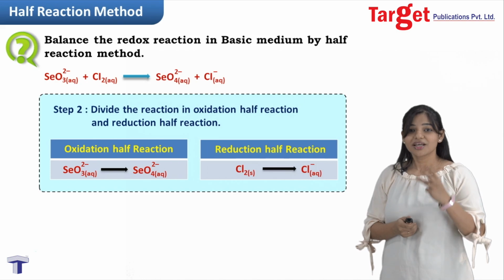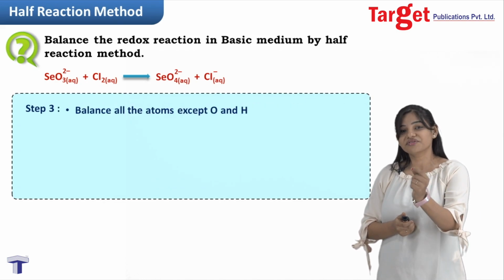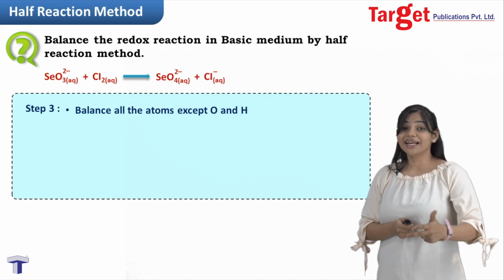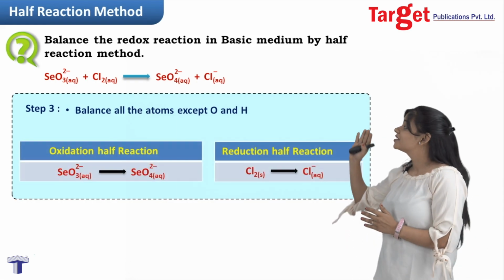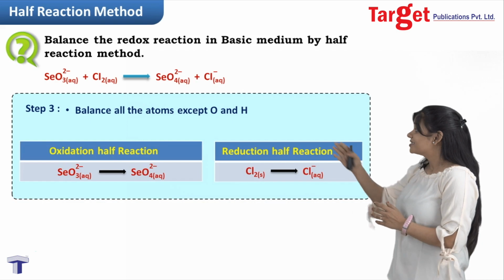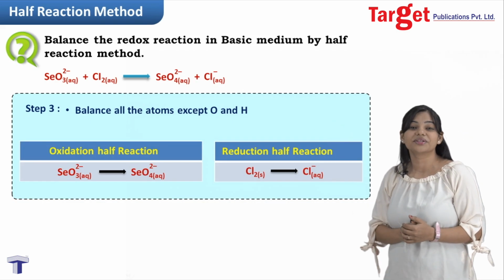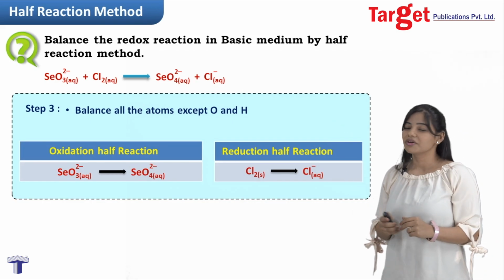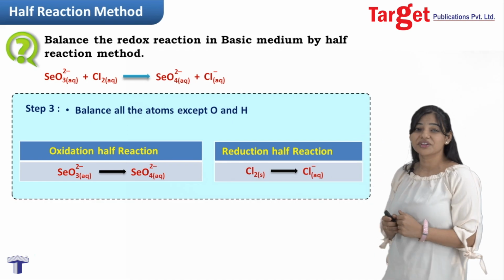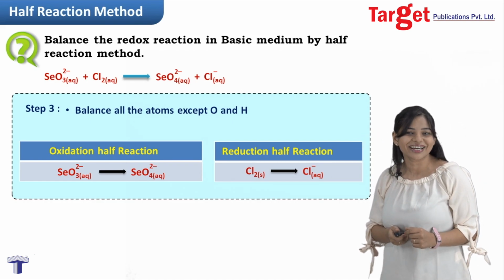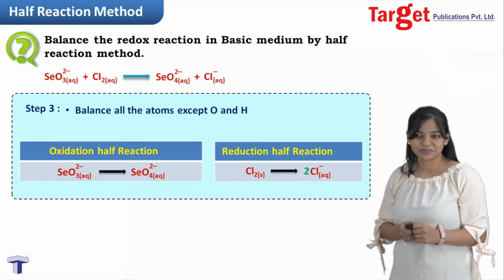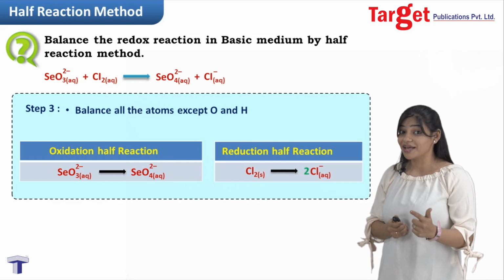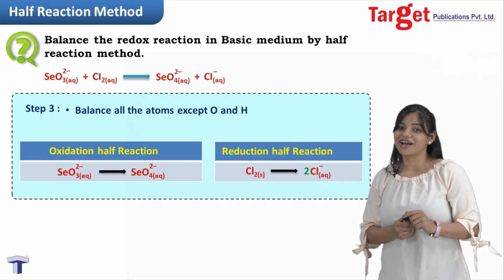The third step, students, is to balance first all the atoms and later balance oxygen and hydrogen. So in the first case, that is the oxidation half reaction, selenium is already balanced on both sides. Whereas for chlorine, we have 2 on our left hand side and just 1 on the right hand side. So we will balance it by putting 2 on the product side. Next step is to balance the oxygen atoms and hydrogen.